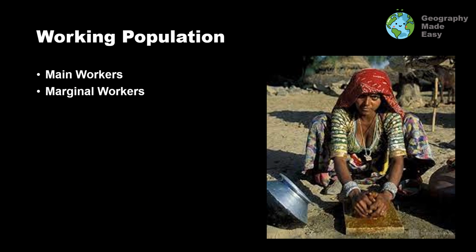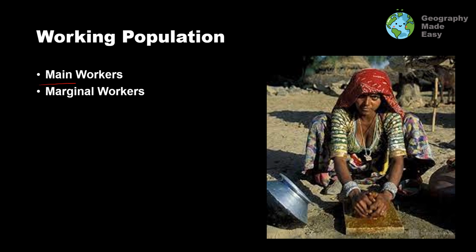Now we will be talking about the working population. We will be talking about occupation. Basically, I will not go into too much detail, but I'll just talk a little bit about the working population. We have two types of working populations.